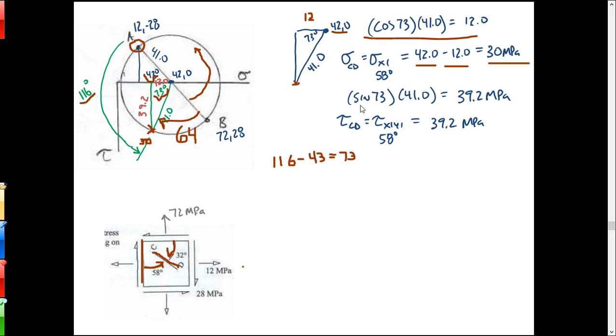And then I've got sine 73 times 41, and that gets me 39.2. That's the y value. It's positive because positive is down. And I don't have to do any additions to it because the y value of the center point is 0. So the coordinate of that point is 39.2. So those are the values of sigma and tau for plane CD on the element. Y'all okay with that?